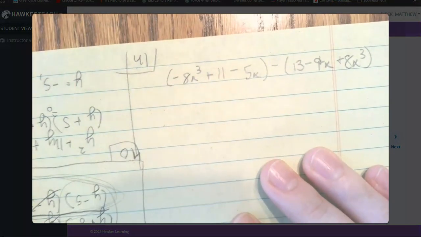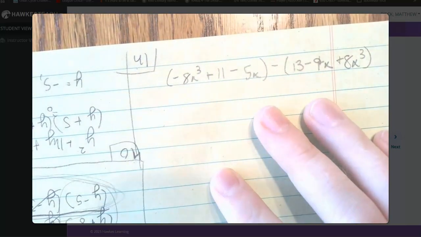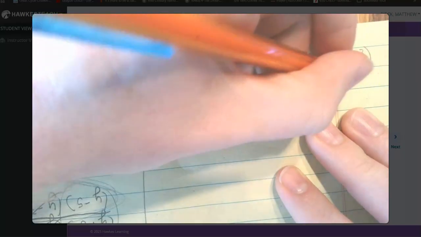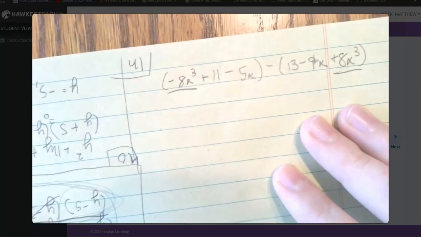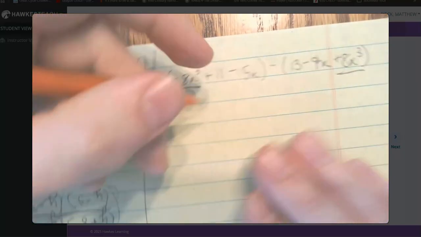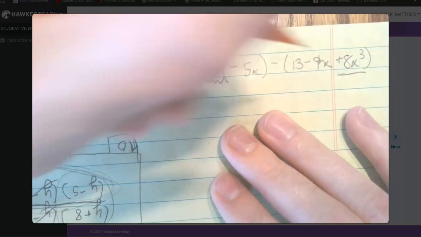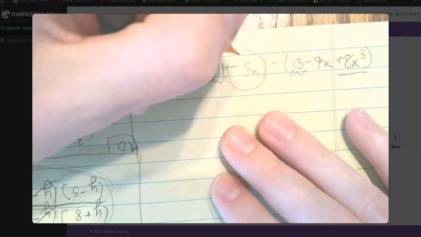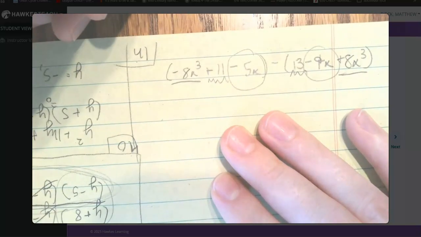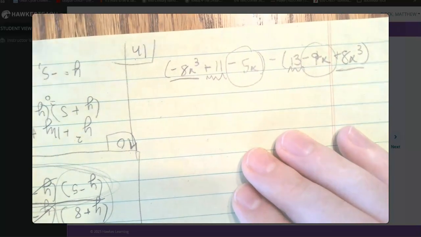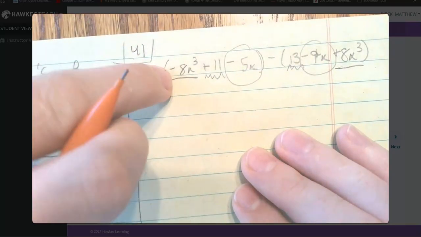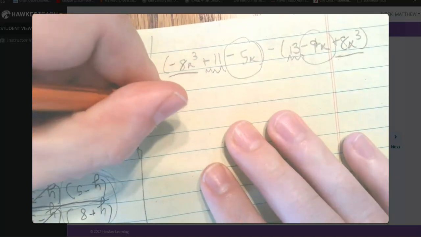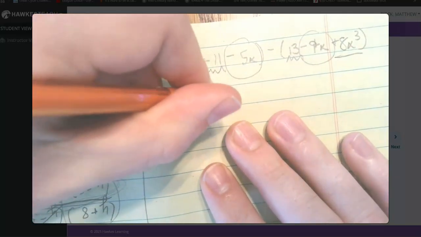All right, so next we're asked to subtract these polynomials. So again, you just subtract like terms. Here you have x to the third and x to the third. Like terms are terms that have the same variable raised to the same exponent. Here we have a constant term and a constant term, and an x term and an x term. So we can subtract the corresponding values. Negative 8x to the third minus 8x to the third is going to be negative 16x to the third.